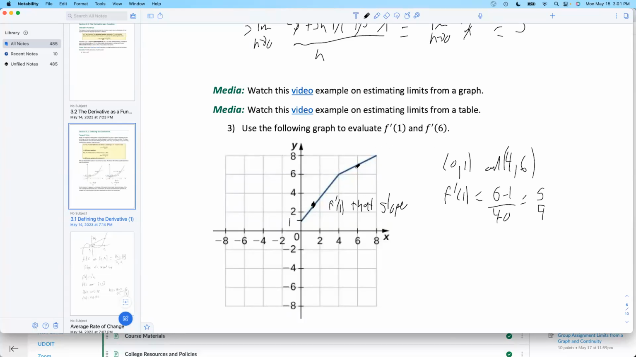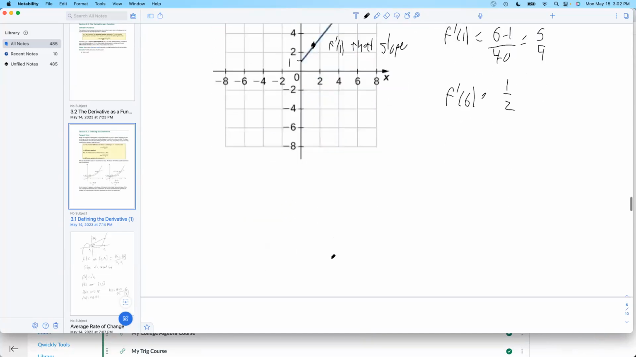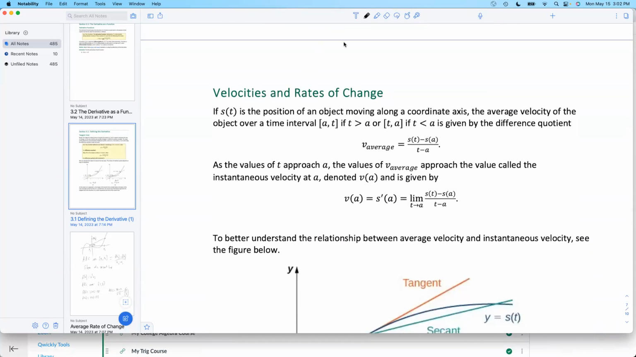f prime at 6 is saying, okay, what's the slope here? Is this slope. We could just look at it there and get that. I'm going over 2, up 1. That's a slope of 1/2. Up 1 over 2. The derivative is the slope of a tangent line at a particular point. All right, that's a good place to stop for that video.